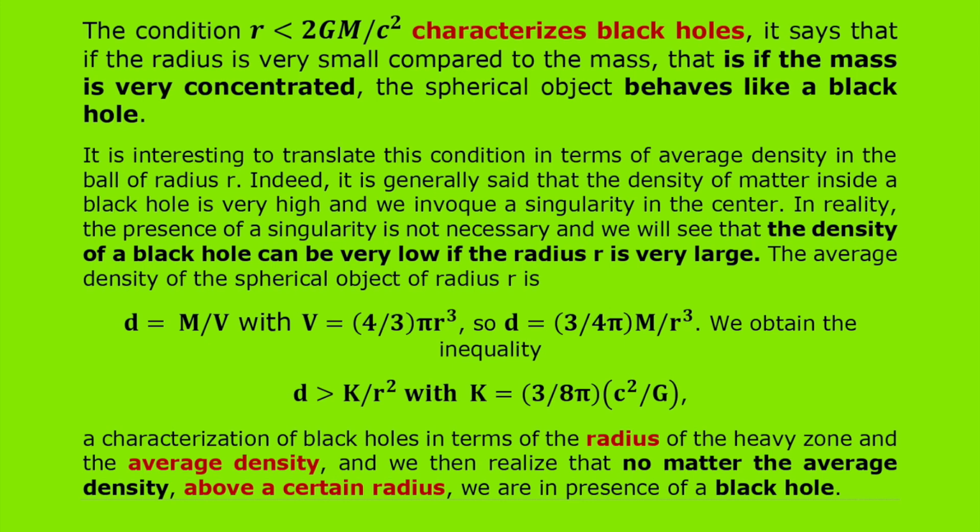The average density of the spherical object of radius small r is d equal to M divided by V, with V equal to 4/3 pi r cubed. So d equals 3 over 4 pi times M divided by r cubed. We obtain the inequality d greater than k divided by small r squared, with k equal to 3 over 8 pi times c² over G. This last inequality can be considered as a characterization of black holes in terms of the radius of the heavy zone and of the average density.